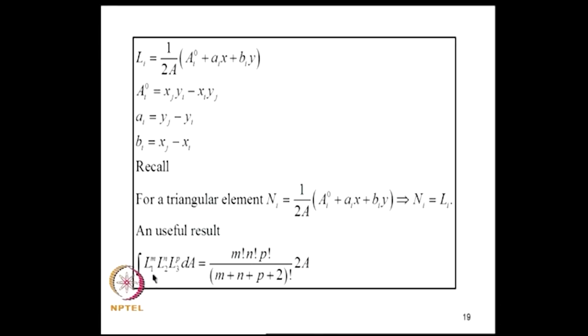Integral over area of L1 to the power of m, L2 to the power of n, L3 to the power of p is given by this. So, with 0 factorial being 1. Okay. So, with 0 you can compute by putting m, n or p equal to 0, you can get various combinations.